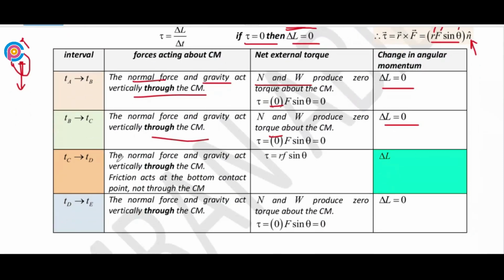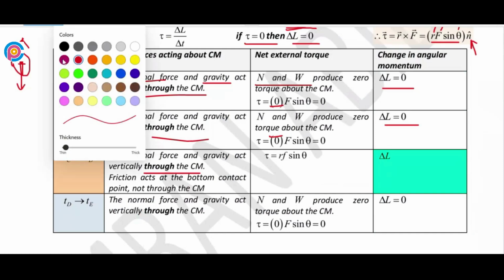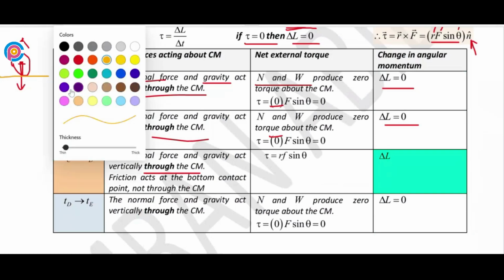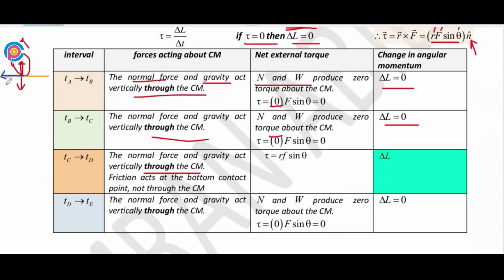Then from C to D, the external normal and gravitational forces are present, but they pass through the center of mass. However, there is a frictional force acting at the bottom at the contact point. Let's say that is the surface, with the gravitational force acting at the center, and there is the frictional force. This frictional force has a moment arm from the center of mass, indicated by R. So there is R F sin theta, meaning a torque is present. So we can say there is a change in angular momentum.